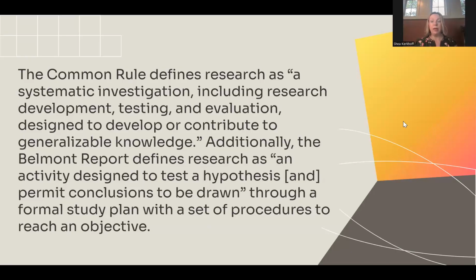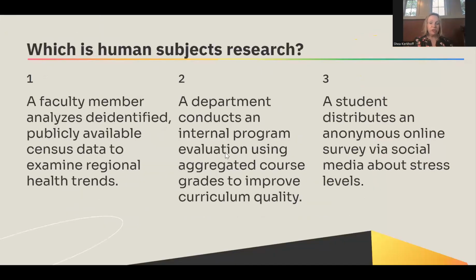Additionally, the Belmont Report, a federal report about protecting humans in the context of research, defines research as an activity designed to test a hypothesis and permit conclusions to be drawn through a formal study plan with a set of procedures to reach an objective. The reason that's important is because you have to ask yourself if what you are doing is human subjects research first, and if your answer is yes, then you need to submit an application to the IRB.